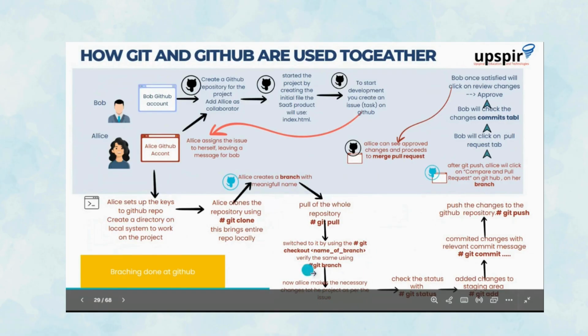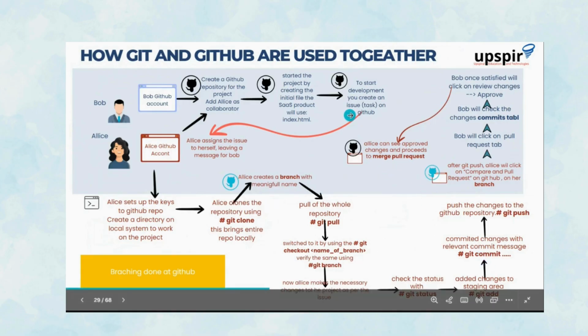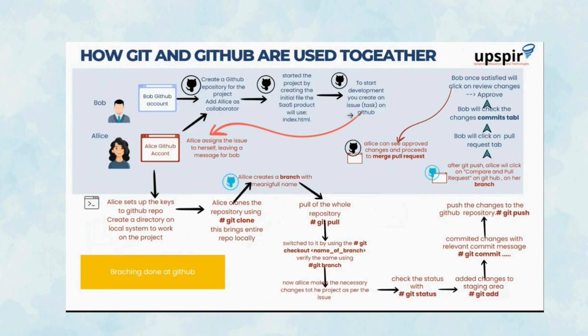You can check the status by using git branch, and now you will make the necessary changes, whatever the issue was, or adding a file or something like that. Then obviously you run a command called git status. Then you will add the changes, commit with a good message, and then you will do a git push.